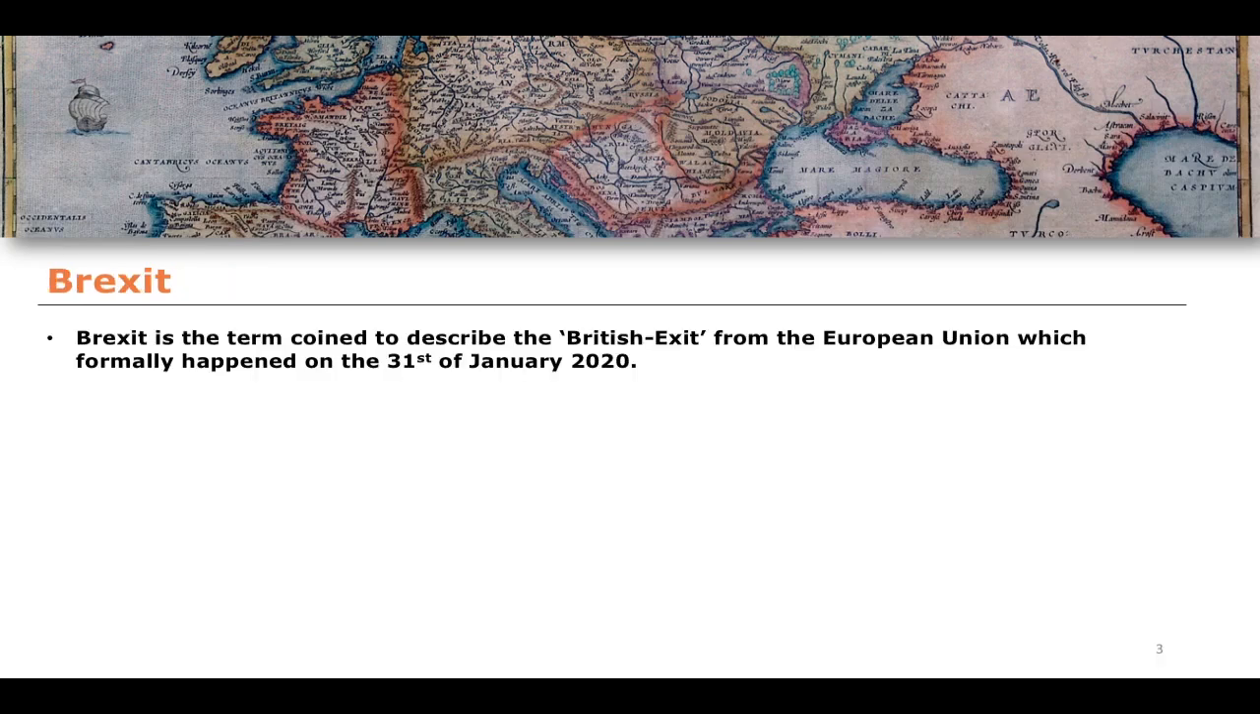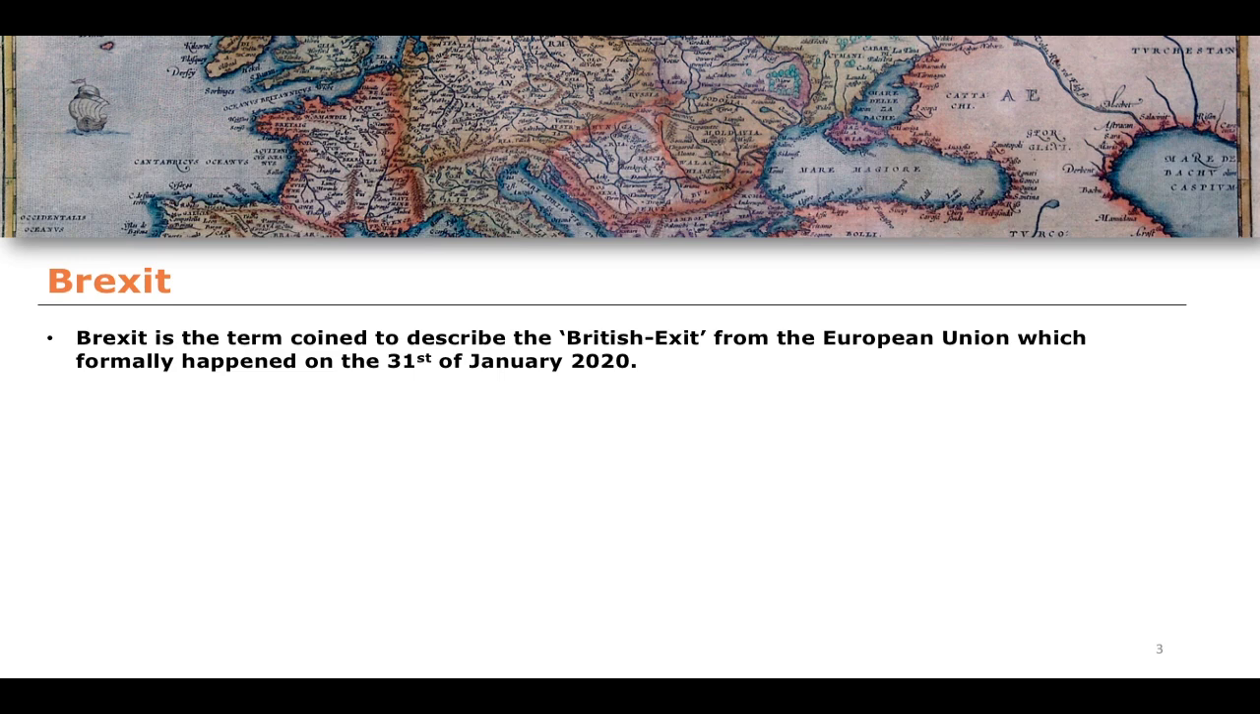So, the term Brexit is a term that is coined to describe the British exit from the European Union. I'm pretty sure it was Channel 4 that first came up with the term Brexit, and they probably should have trademarked it, because it's become essentially synonymous with the idea of Great Britain leaving the European Union.